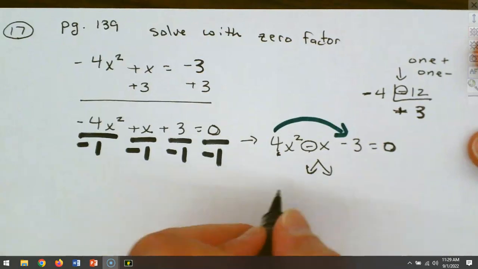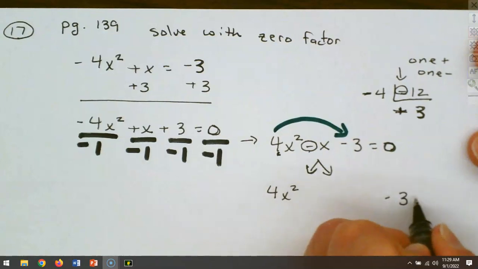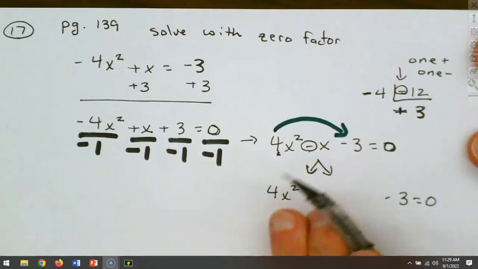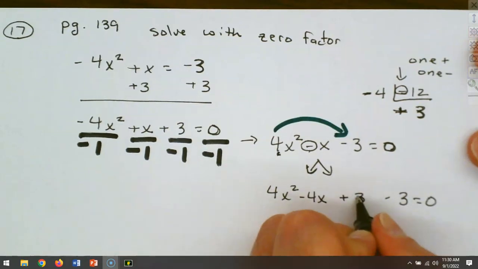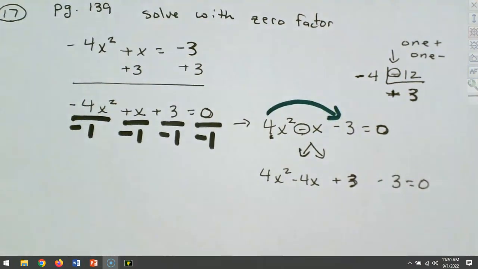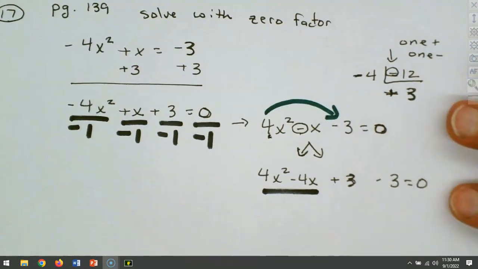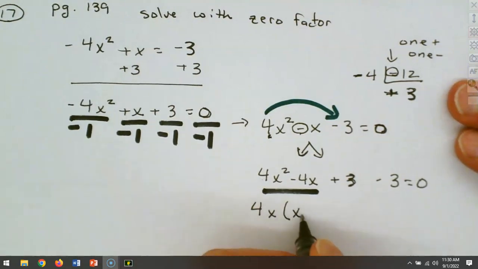So now that leaves you with 4x squared, and then we've got a -3 on the end. And then the minus x splits up into a -4x and a +3x. Factor by grouping. First two pieces, what can come out of here? Yep, it looks like these can factor with a 4 and an x, right? And that's going to leave you with an x -1.